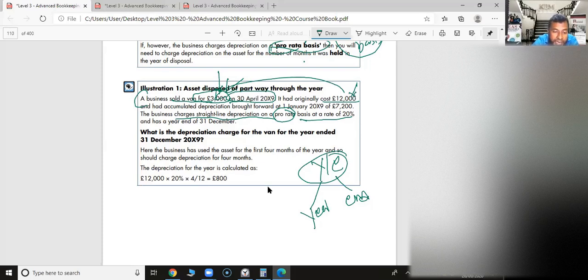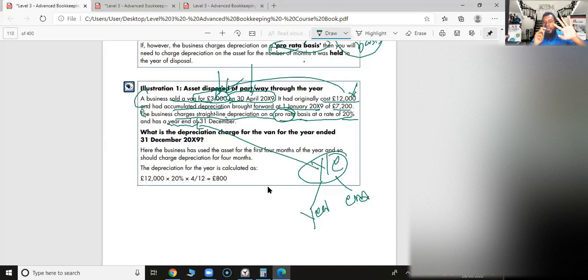We are accountants. It had an accumulated depreciation brought forward on 1st of January of 7,200. You can find it out easily. But I'm reading further. The business charges straight line depreciation on a pro rata basis, month by month, at 20%, and has a year end of 31st December. When did you sell the asset? April. And you are not doing a full year's depreciation. It's a pro rata, month by month basis of depreciation.